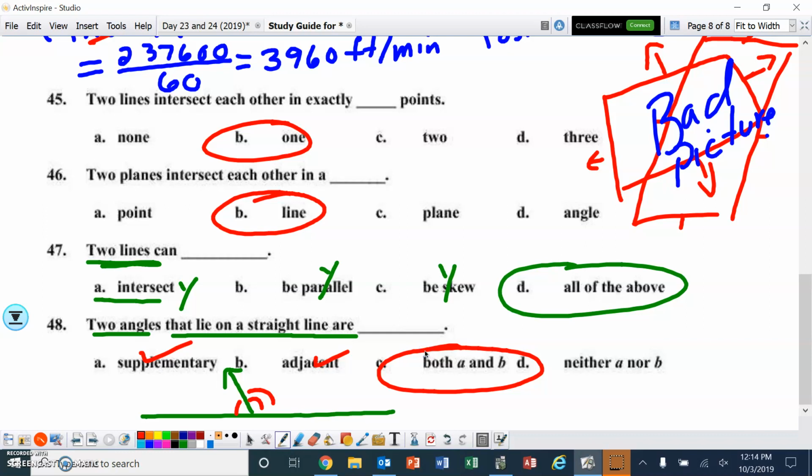Remember, adjacent means next to each other. They are next to each other. Supplementary means they add up to 180 degrees. And if that's a straight line and it intersects it, it is 180 degrees.